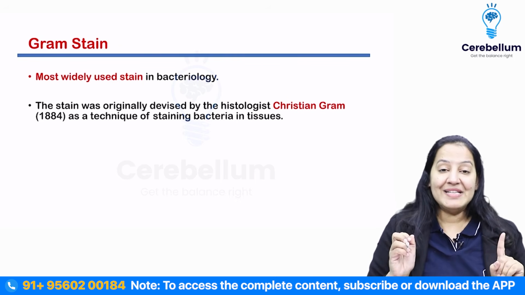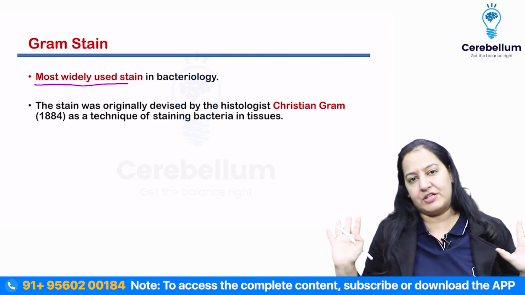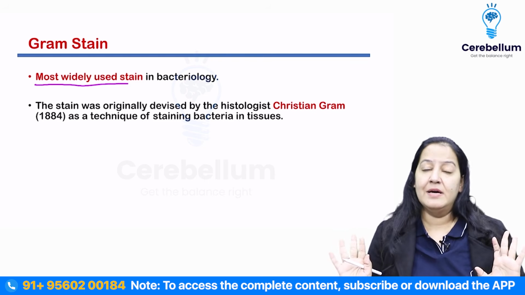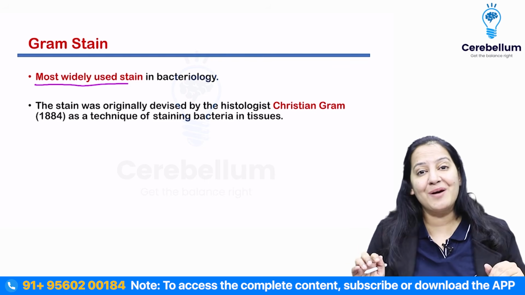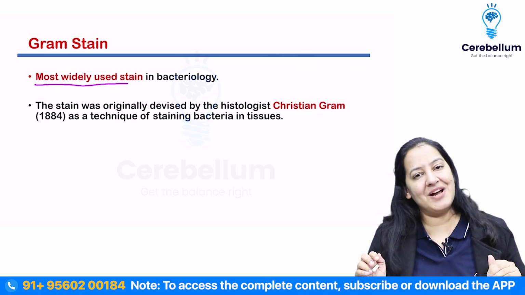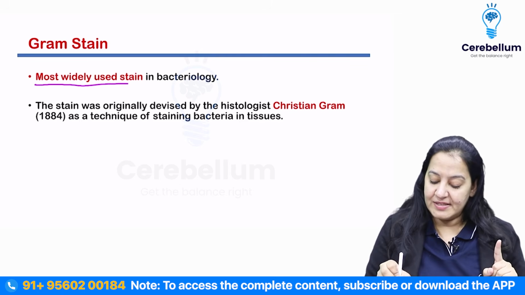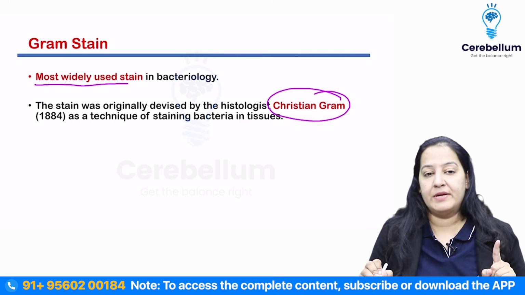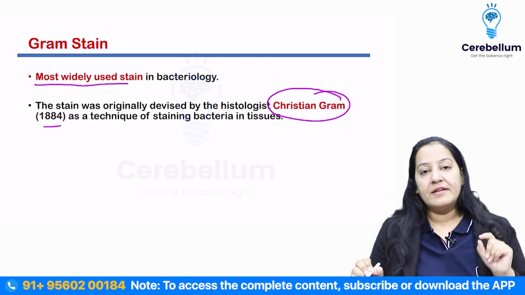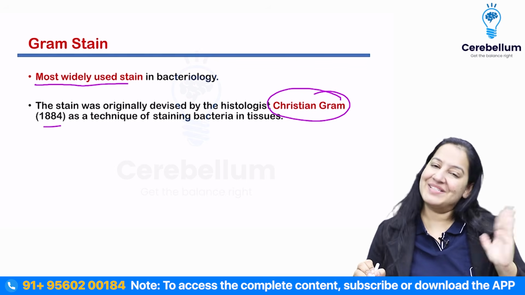Gram stain is the stain which is most widely used in entire bacteriology. We classify bacteria based on gram stain, the gram positive and the gram negative. It is the most widely used stain. Why is it known as gram stain? Because it was discovered by a scientist. The name of the scientist is Christian Gram. In 1884 it was discovered. That's why, to honor the scientist who discovered it, it's known as gram stain.